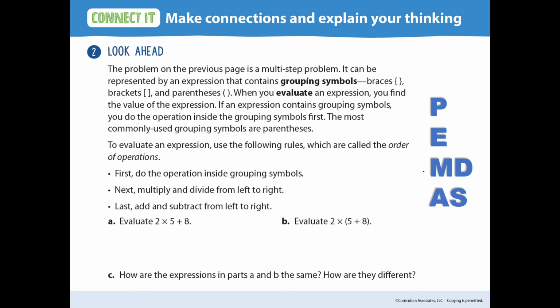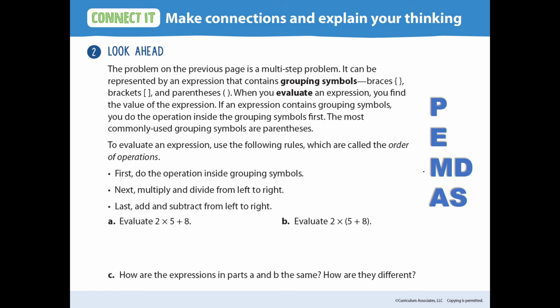Remember, it's PEMDAS: parentheses, exponents, multiplication or division, addition or subtraction. To evaluate an expression, we use the following rules, which are the order of operations. First, do the operation inside the grouping symbols. So that's where we're looking at our parentheses. Next, we multiply and divide from left to right. In 5th grade, you don't really have to worry about the exponents. So multiply or divide from left to right, whichever comes first in the problem. Last, you add or subtract from left to right, whichever comes first in the problem.